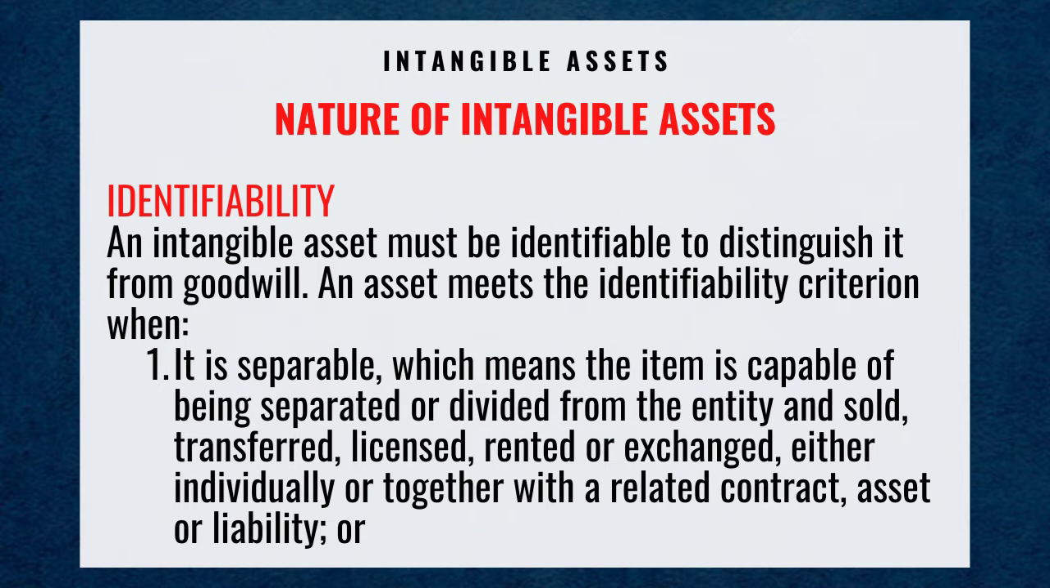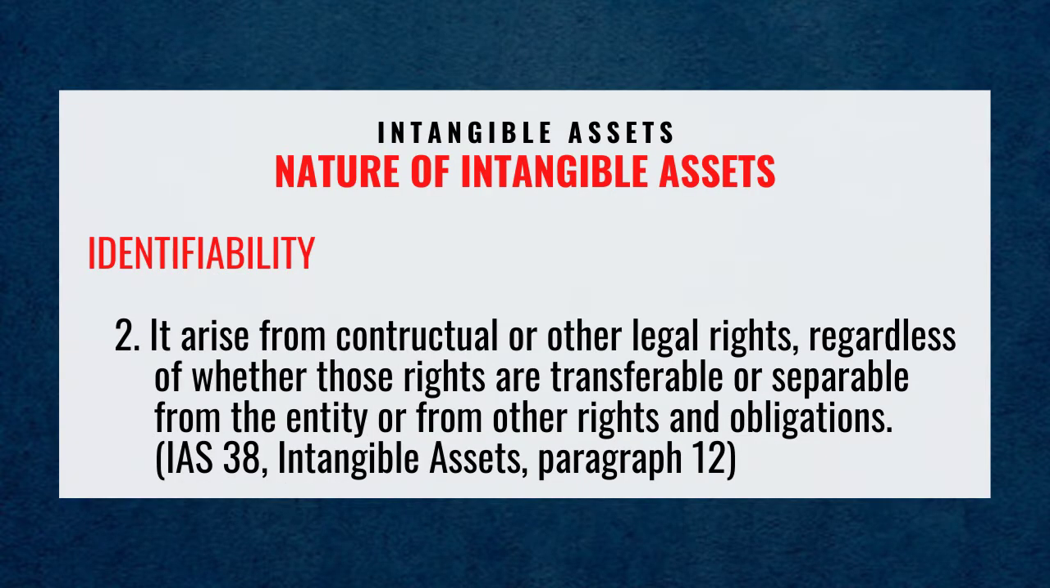An asset meets the identifiability criterion when, number 1, it is separable, which means that the item is capable of being separated or divided from the entity and sold, transferred, licensed, rented, or exchanged, either individually or together with a related contract, asset, or liability. Or, number 2, it arises from contractual or other legal rights, regardless of whether those rights are transferable or separable from the entity or from other rights and obligations. IAS number 38, Intangible Assets, paragraph number 12.